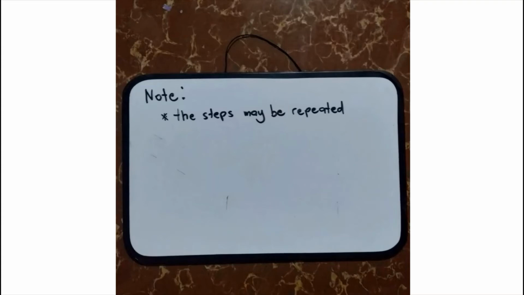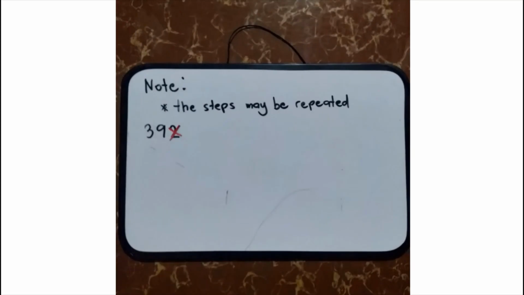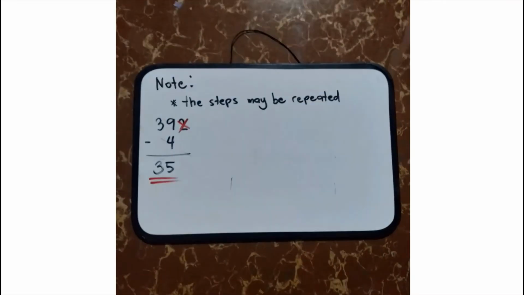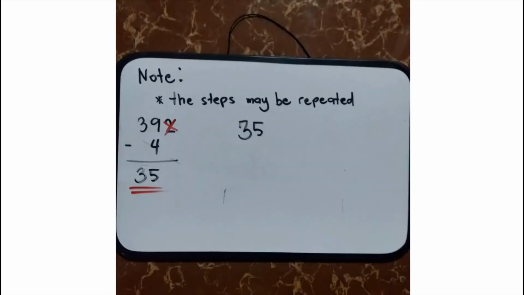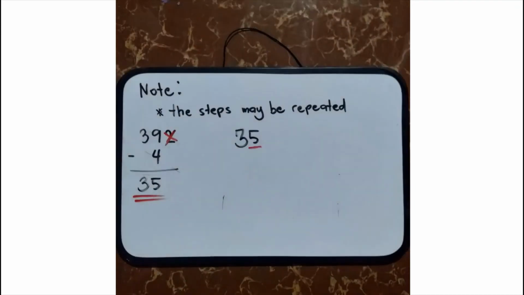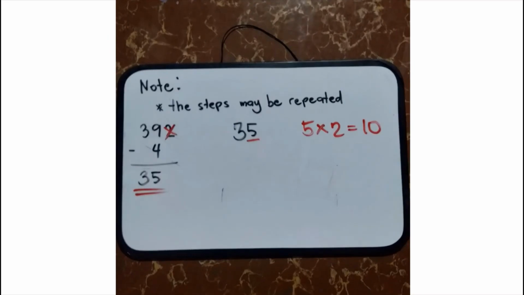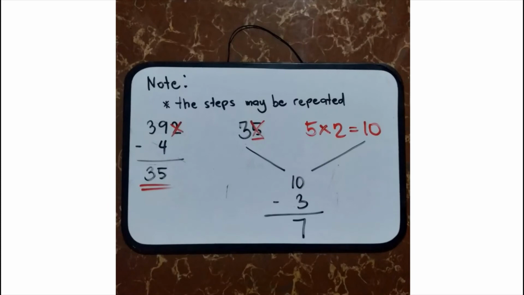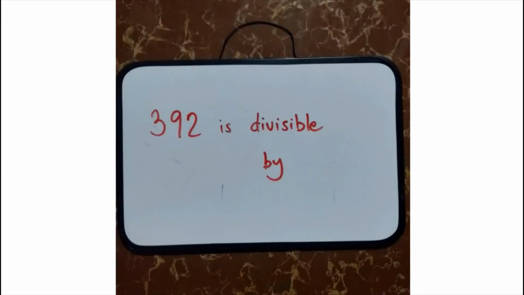Note, you may repeat this process from the top if the remainder is still too large to determine if it is a multiple of 7. So, with the difference of 35 from our number 392, take the ones digit again, then double it. Well, if we take 5 and then we double it, that gives us 10. 10 minus 3 is 7, which satisfies the divisibility rule of 7. Then, the number is divisible by 7.